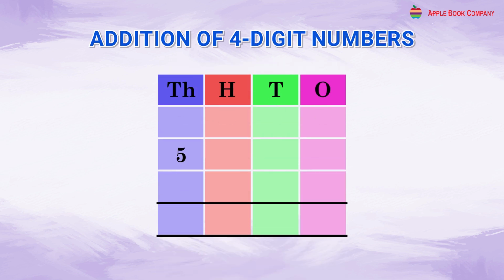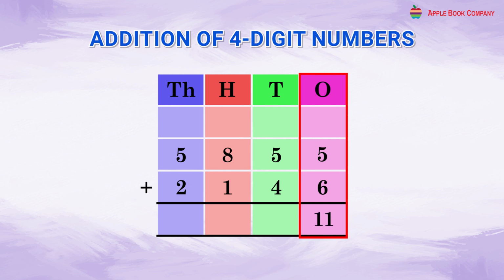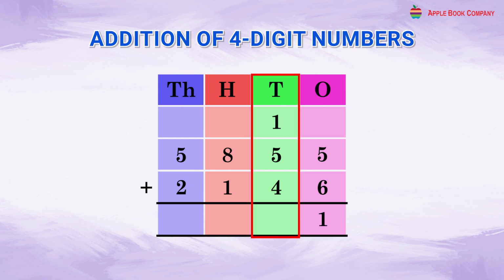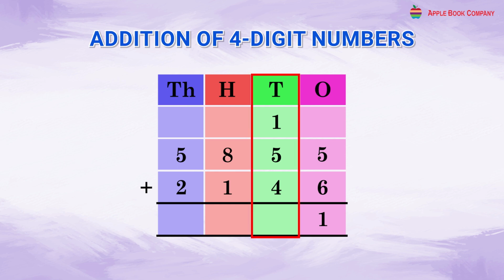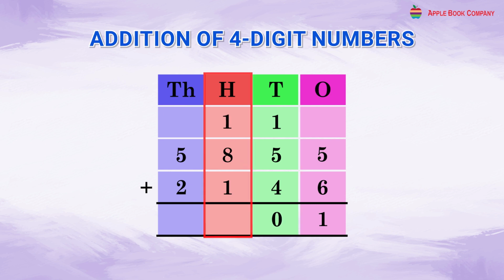Let's see another example. Add 5,855 and 2,146. In step 1, add the ones. 5 plus 6 is 11. So, carry 1 to the tens place. In step 2, add the tens. 1 plus 5 plus 4 is 10. Carry 1 to the hundreds place.